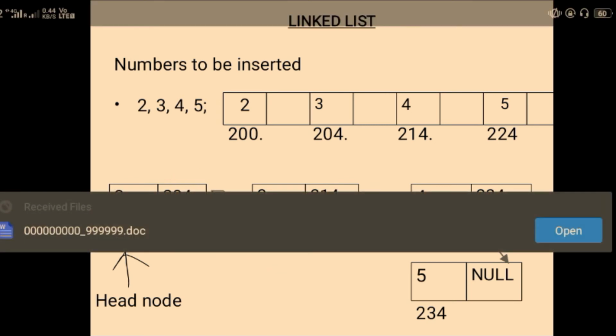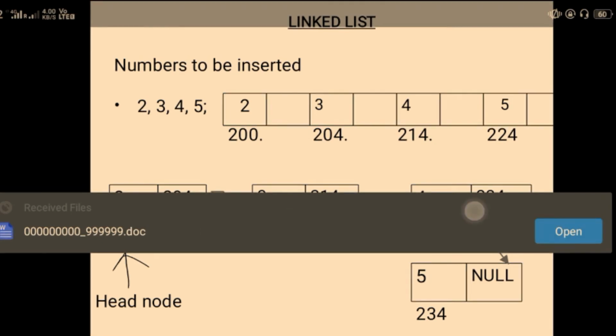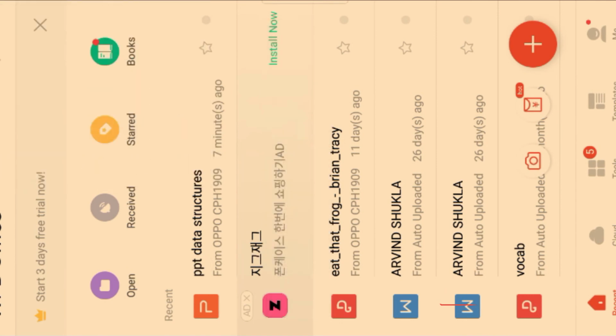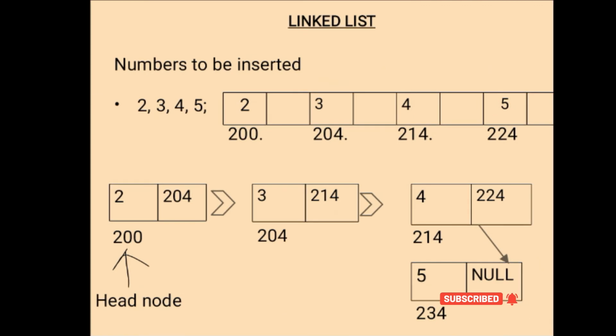So let's suppose we want to insert this list of numbers in a linked list. 2 will be stored at 200. 200, 204, 214 and 224 are nothing but memory addresses. So 2 is stored at 200, 3 is stored at 204, 4 is stored at 214 and 5 is stored at 224.